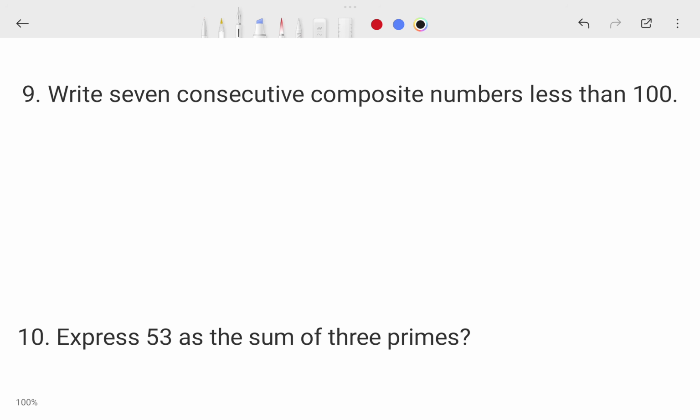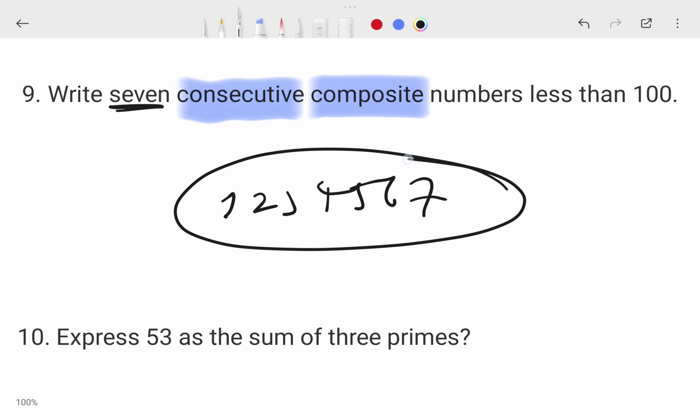The ninth question is: write 7 consecutive composite numbers less than 100. Okay, right. So in this question you may have a doubt. Sir, we know a composite number is a number which has more than two factors, but what does consecutive mean? Listen, consecutive numbers means numbers going line by line without any missing. You have to write 7 numbers series-wise, like 1 2 3 4 5 6 7, and all of those numbers have to be composite only.